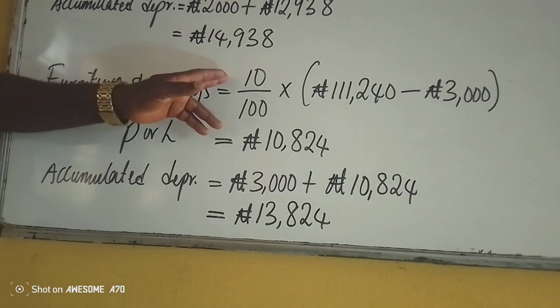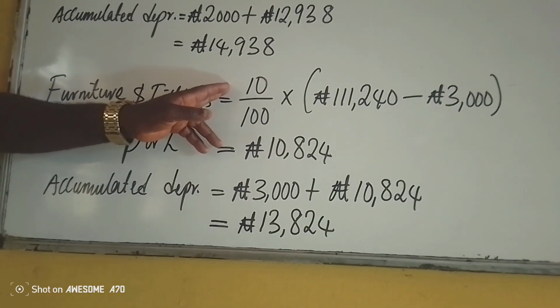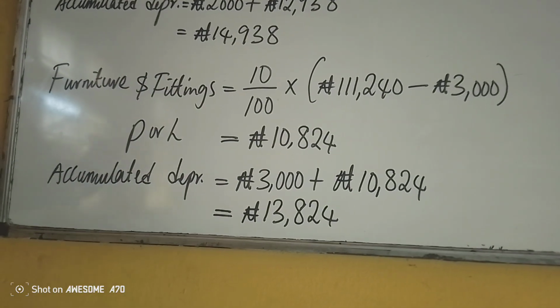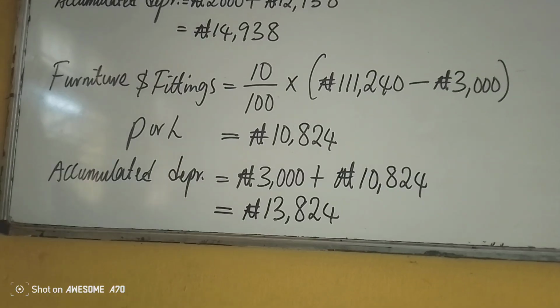Mind you, this can also be referred to as a written down value, or what we refer to as the reducing balance method.